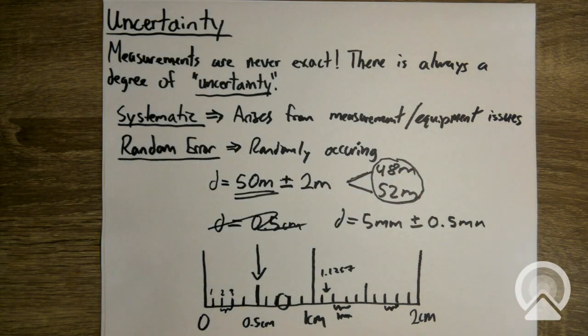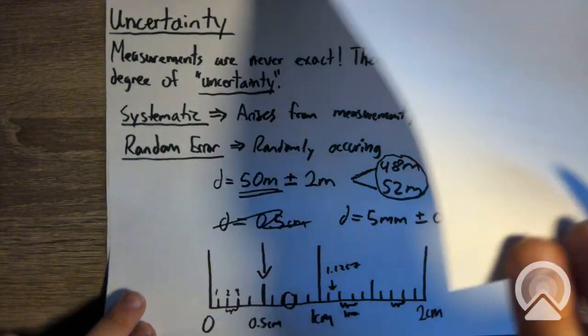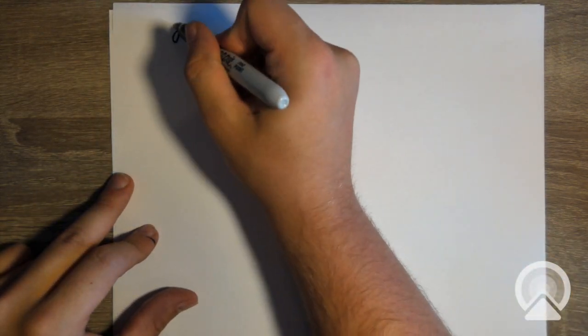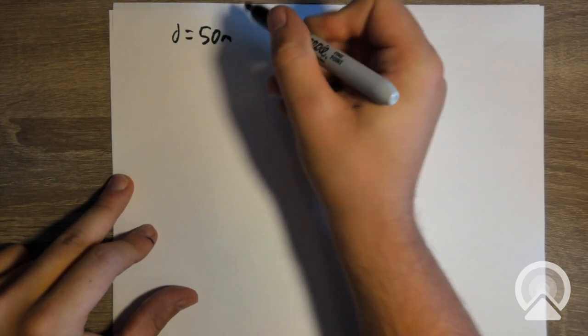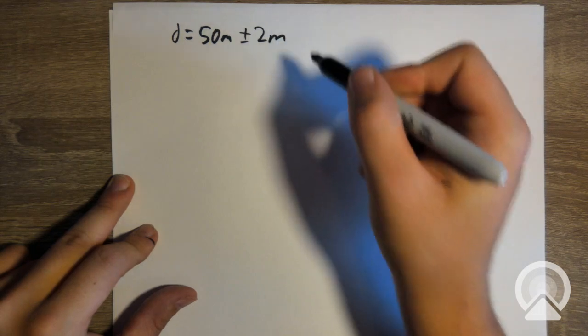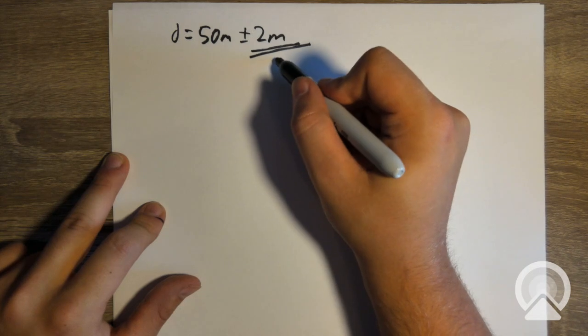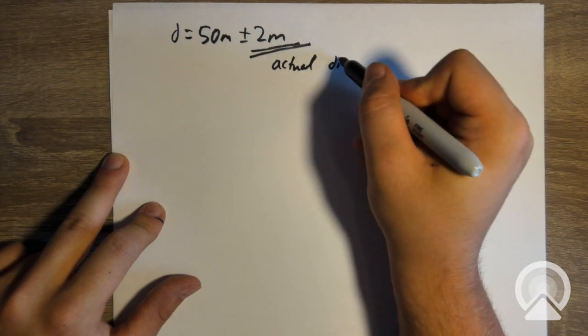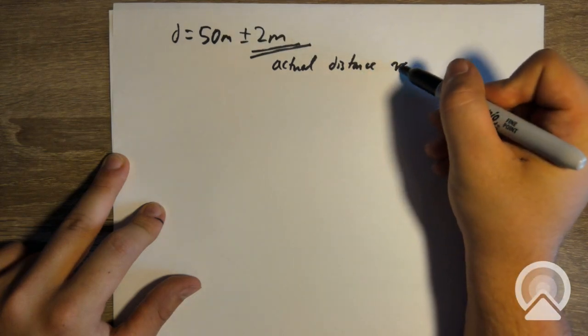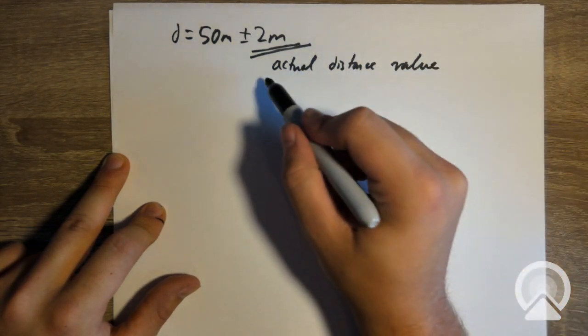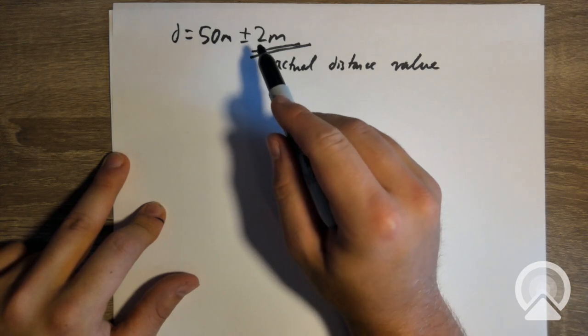And now I think one final thing, just to go through uncertainty: different ways we can express uncertainty. How I've been showing you so far is, let's do this example again, the 50 meters plus or minus the 2 meters. This is the actual distance value. And that's probably the most common way to express your uncertainties, in the actual value.